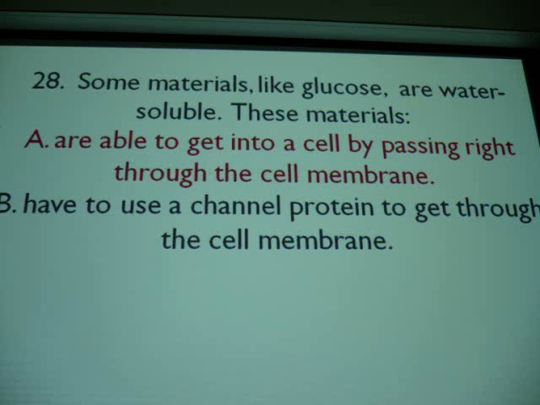Now, glucose likes the water. It's water soluble. So, is it going to be able to pass through the membrane, or does it have to go through a door? Got to go through a door. B. That'd be Bravo. Because it can't go through the membrane, because if you like water, guess what you hate? Fat. What's the membrane made of? Fat. You ain't going through. Door you can go through. That door is that Bravo.